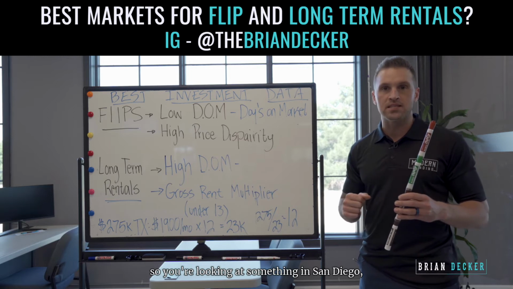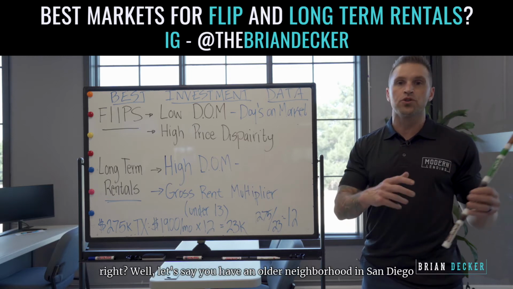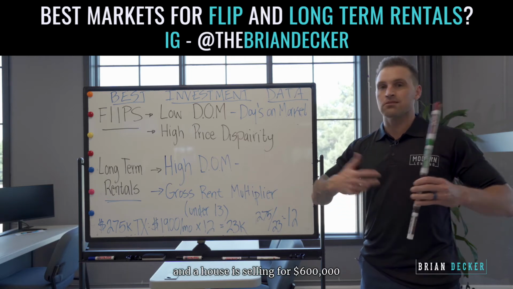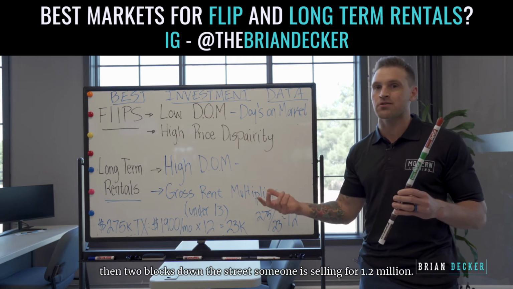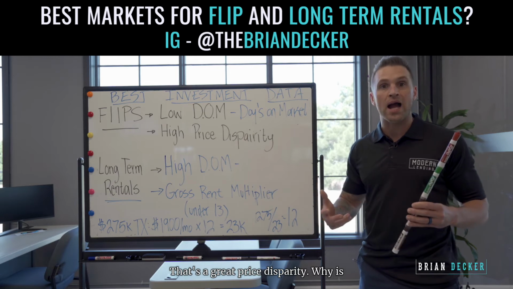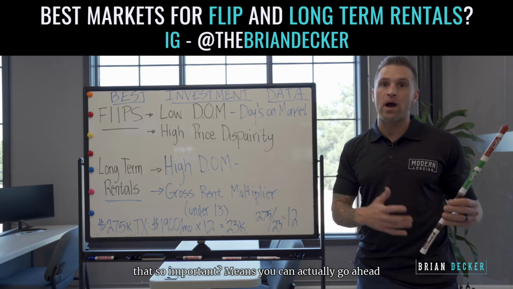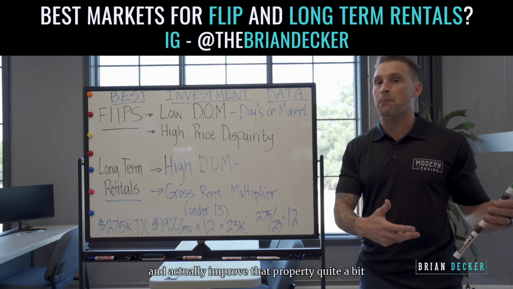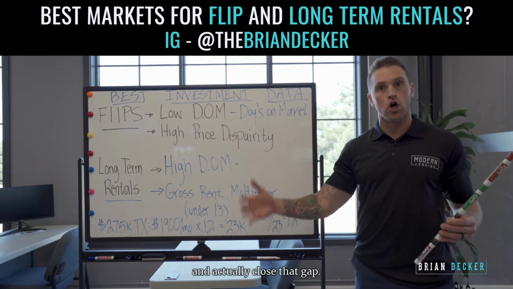Say you're looking at something in San Diego, right? Well, let's say you have an older neighborhood in San Diego and a house is selling for 600 grand. Then two blocks down the street, someone's selling for 1.2 million. That's a great price disparity. Why is that so important? It means you can go ahead and improve that property quite a bit and close that gap.